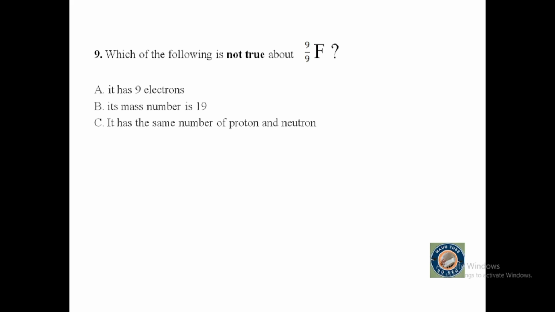Question number 9. Which of the following is not true about fluorine? A. It has 9 electrons. B. Its mass number is 19. C. It has the same number of protons and neutrons. D. Its atomic number is 9.